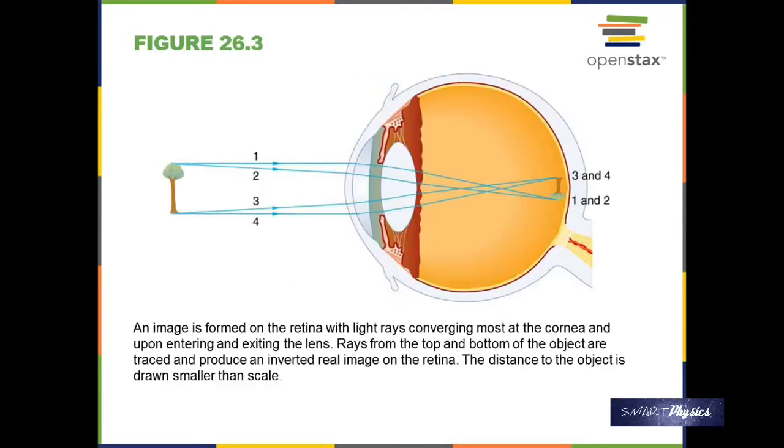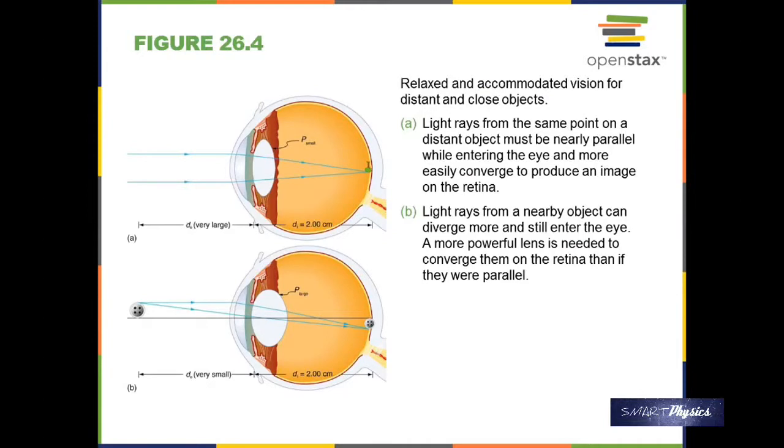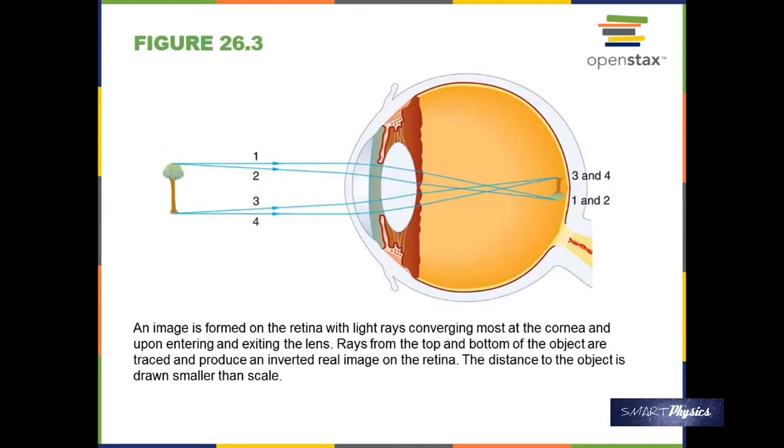So here you have a person looking at a tree. And like we discussed, the image is going to be inverted on the retina, isn't it? You see that there is a small bending, actually a bigger bending at the cornea, and then again a bending when it passes through the lens, and finally you get the inverted image on the retina. And then, as you know, the brain flips it, and so you see it upright.